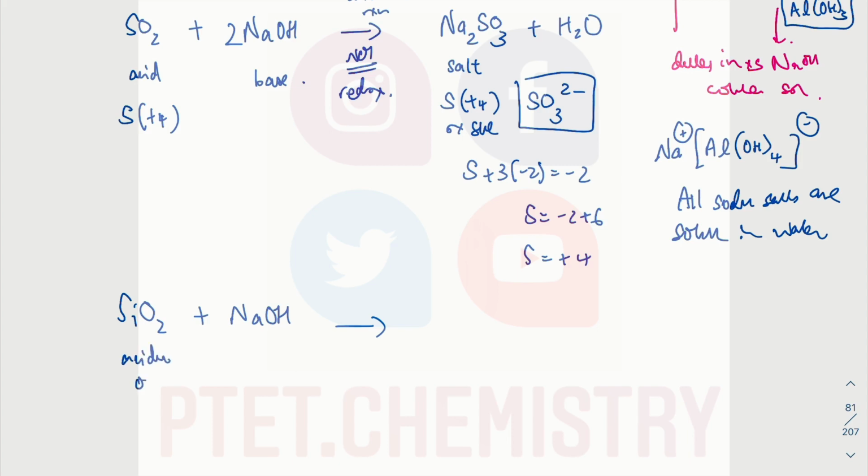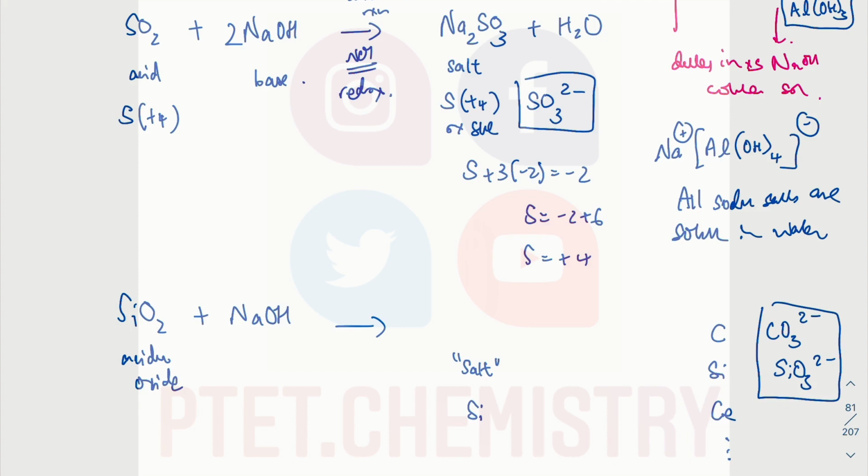So this is the acidic oxide. What happens is you will get a salt, and the salt that you get with SiO2, carbon, silicon, germanium, CO3 2 minus, SiO3 2 minus. They are going to be similar. You are going to get SiO3 2 minus. This is called silicate, whereas CO3 2 minus is called carbonate. Okay, so something you're very familiar with, something you're not very familiar with, but hey, they're just below each other.